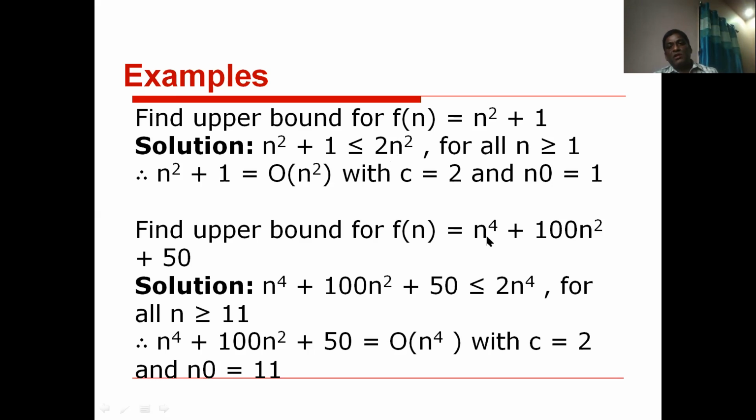And there is another example given over here, n power 4 plus 100 n square plus 50. Again, I'm using 2 n power 4 here for n greater than or equal to 11. For n less than 11, maybe this equation is not satisfied. Therefore, you need to identify for what values it is going to be satisfied. Therefore, this equation can be represented as big O of n power 4.